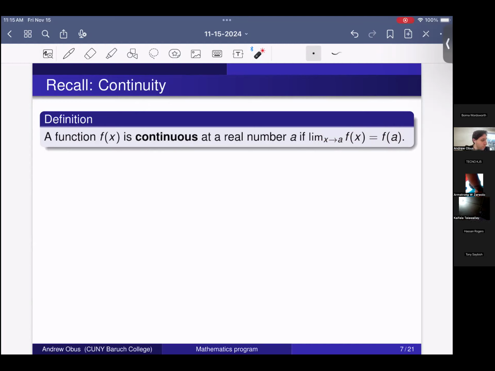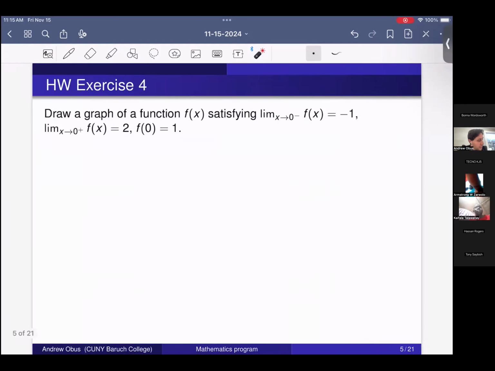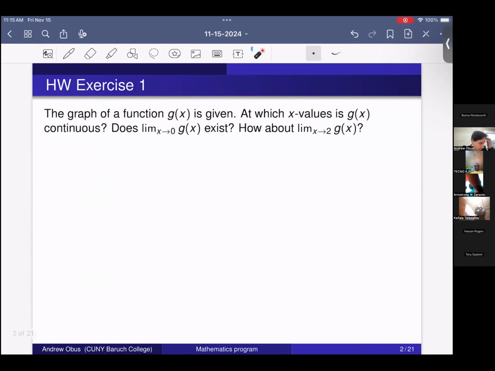And so now, with that quick review in mind, I want to go back over the homework exercises that we had from last time. So here we had homework exercise 1. So the graph of a function g of x is given. I have to redraw the graph so we can see it. So let me just look up the graph that I drew last time so that I can redraw this.